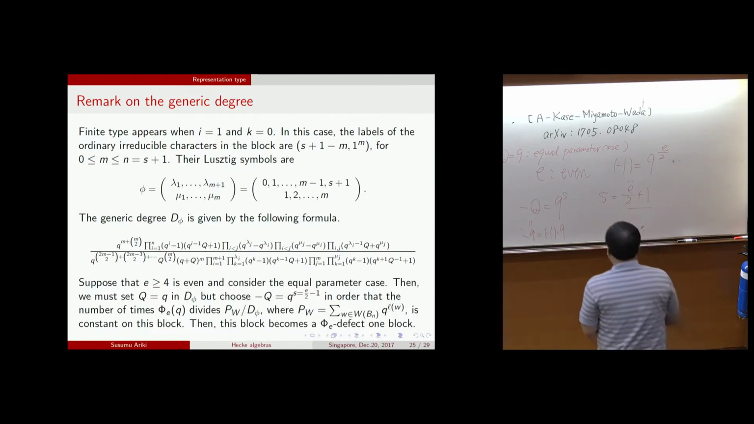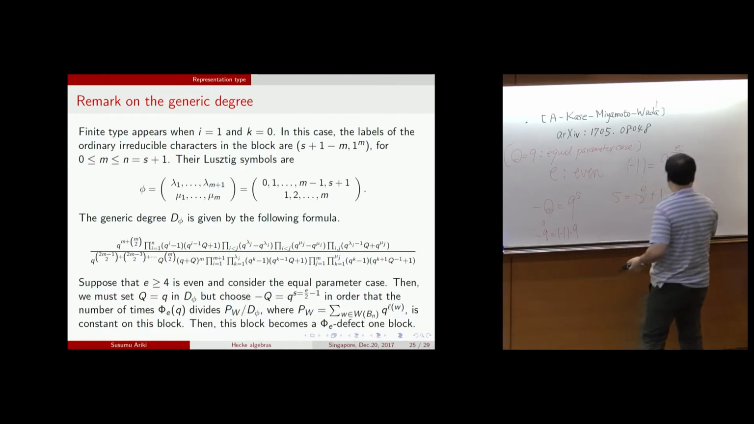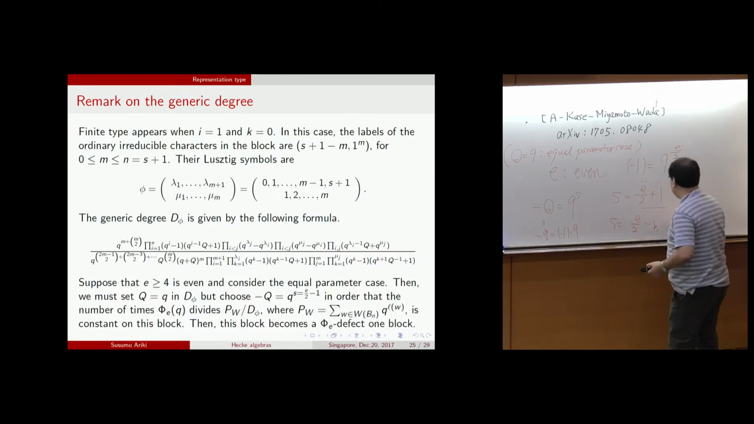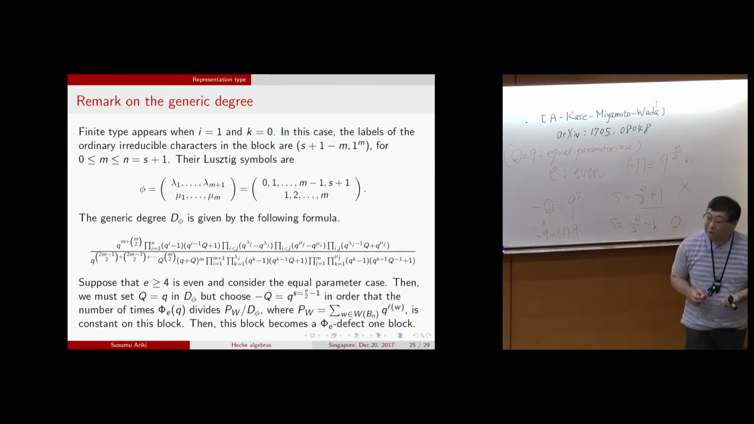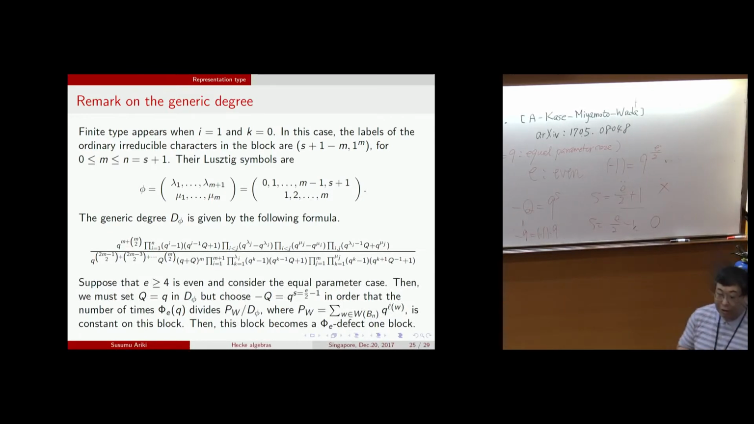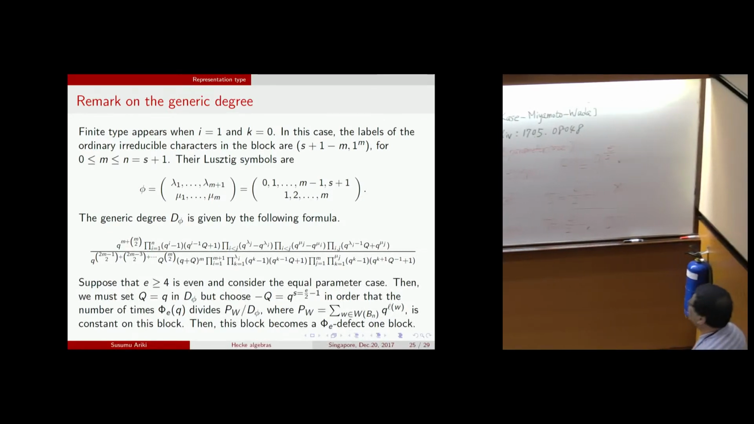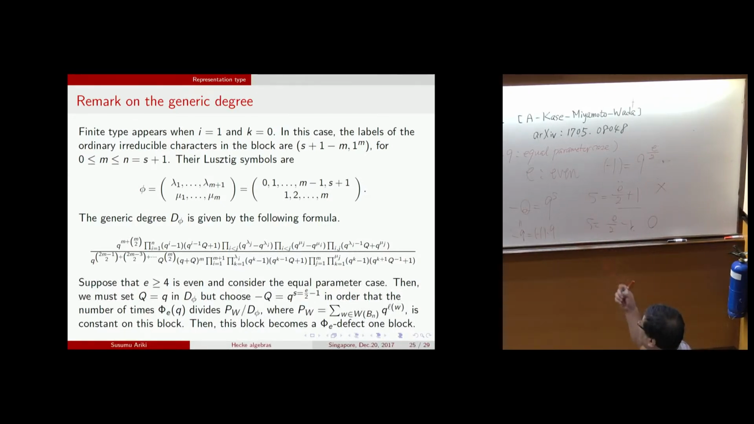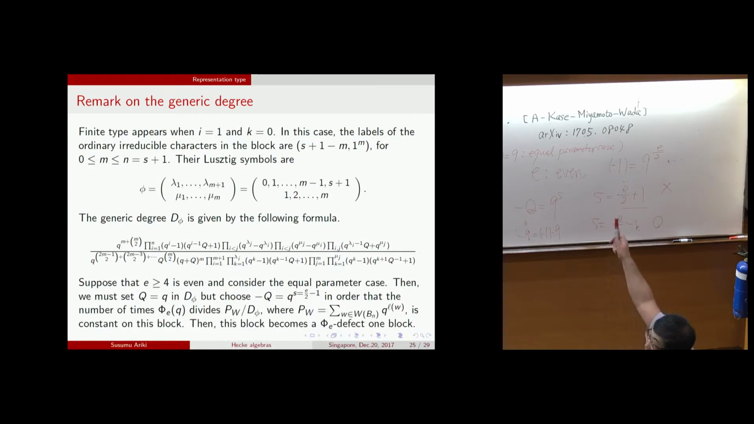So the correct choice is this. Then, at least in small examples, one can see that phi is constant. And here we can get a phi defect 1 block for this special case.